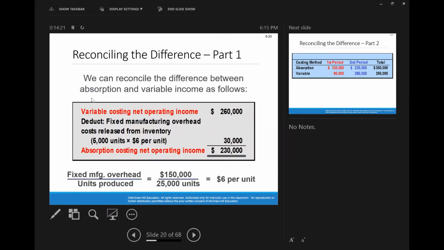So we're going to reconcile them back. Variable costing net operating income, 260,000. We have to deduct the fixed manufacturing cost released from inventory. That's 30,000, 5,000 times the 6. So the 30,000 is reducing the 260. So we have absorption costing net operating income of 230. What happened is it went down a little bit this time because we pulled it out of the inventory.